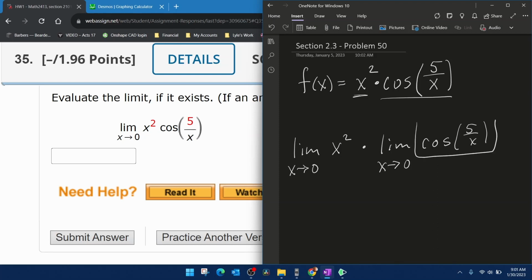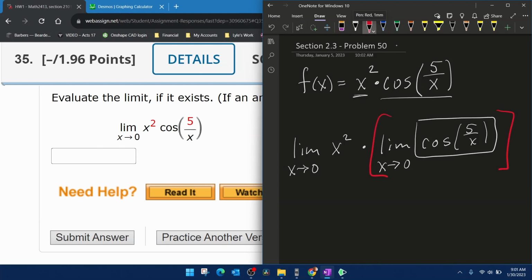Remember, this function by itself does not exist based on the graph we looked at, because the values as you approach 0, they just bounce back and forth between -1 and 1. So this part, we don't really know what the limit is. However, this limit, we do know what it is. Since it's polynomial, we can do direct substitution to calculate the limit. And if I plug in a 0, I get a 0. So the limit of x squared as x approaches 0 is 0.